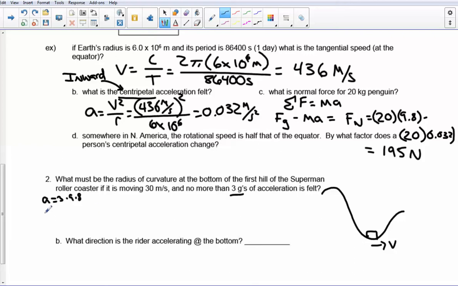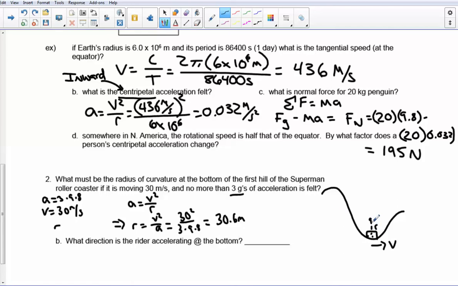So we have a velocity of 30 meters per second, and we want to know what r must be. We know the relationship between a, v, and r is a equals v squared over r. So rearranging that gives us r equals v squared over a. And so we have 30 squared divided by 3 times 9.8. And that gets us a radius of curvature of 30.6 meters. So that is the minimum radius that ride can be at the bottom of the hill.